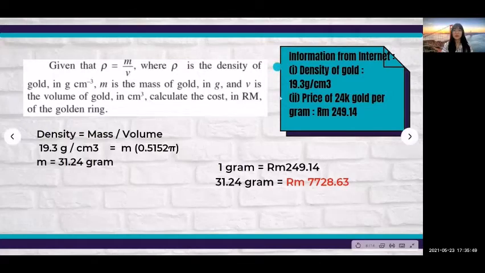This is the information that I get from the internet. First, the density of gold is 19.3 gram per cm cube. And second, the price of 24K gold per gram is RM 249.14. Given the information, density equals mass over volume, so we can substitute the information inside. Thus, we will get our mass, 31.24 gram.